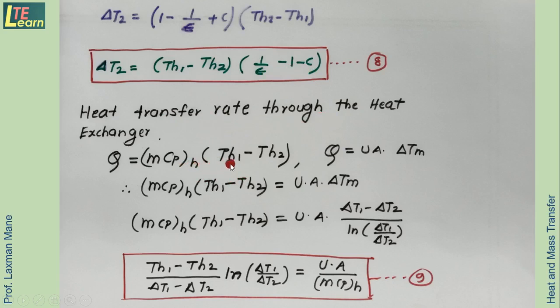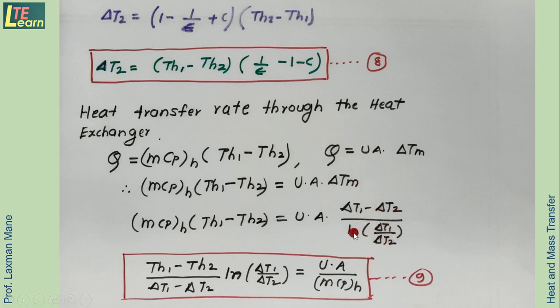Now heat transfer rate through the heat exchanger is m cp h into TH1 minus TH2. Also we have the formula for overall heat transfer coefficient form, U A delta Tm. So now we can equate this right side and this right side. Now here delta Tm is what? Log mean temperature difference. So that log mean temperature difference we write here, that is delta T1 minus delta T2 divided by ln of delta T1 upon delta T2.